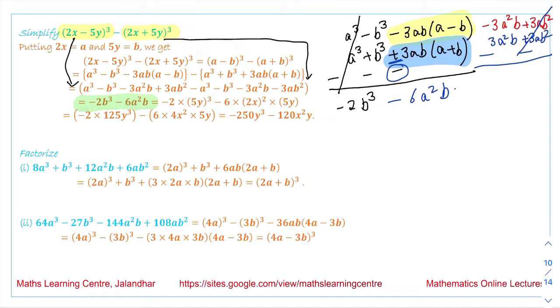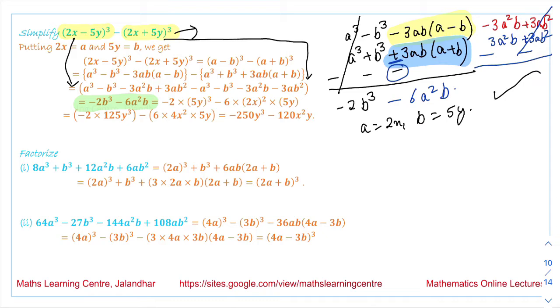This thing is shown over here, we are left with minus 6a square b, and the value of a and b over here is a equal to 2x and b equal to 5y. You can use this kind of approach or you can directly solve these two values and find the answer. So it is up to you how you want to solve this question.